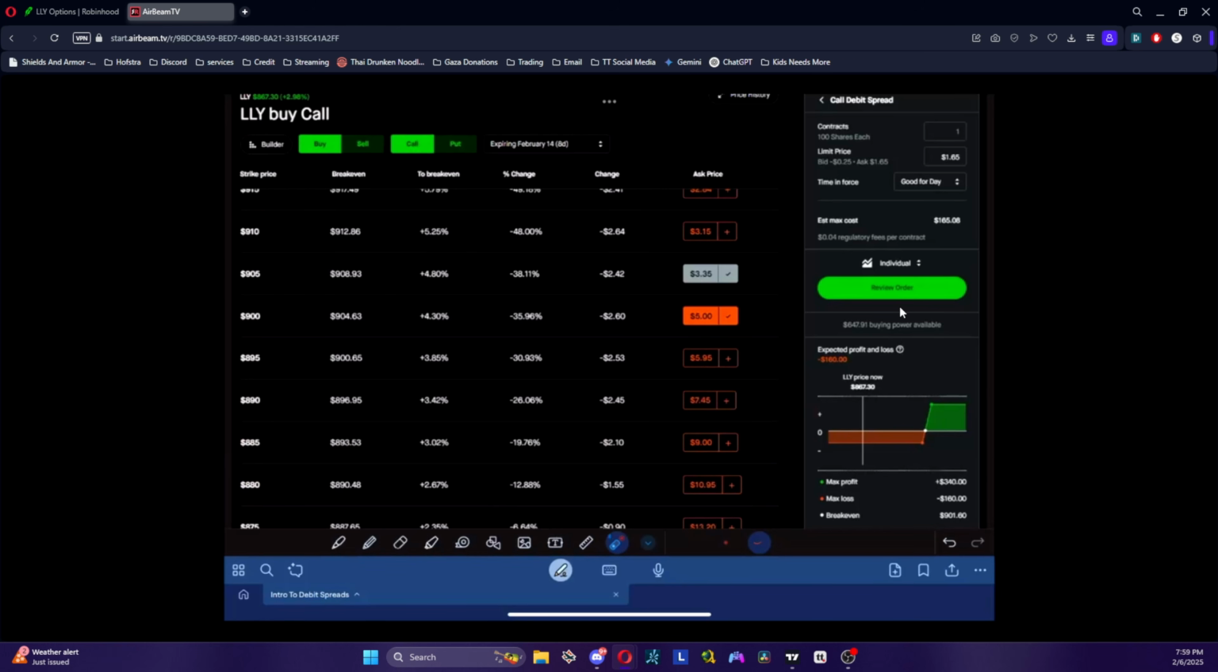Well, what we can do is look at this 900 and 905 calls. So I brought out the screenshot because I wanted to show you how you would build it on Robinhood.